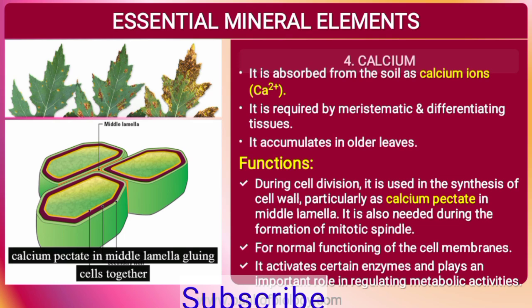What are its functions? During cell division, it is used in the synthesis of the cell wall, particularly as calcium pectate in the middle lamella. It is also needed during the formation of the mitotic spindle, means to say it is involved in the cell cycle in the mitosis process. For normal functioning of the cell membranes, calcium is also required. It activates certain enzymes and plays an important role in regulating metabolic activities. Calcium is also involved in the sliding filament model. You might have learned in previous classes that muscles slide over each other for the sake of contraction and relaxation, and we get movement from these muscles.